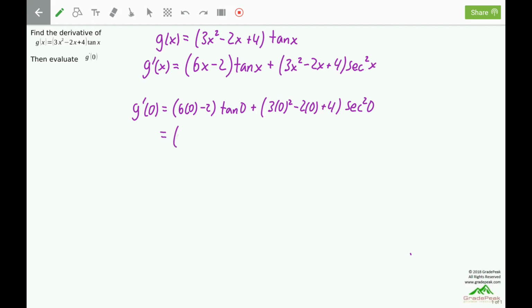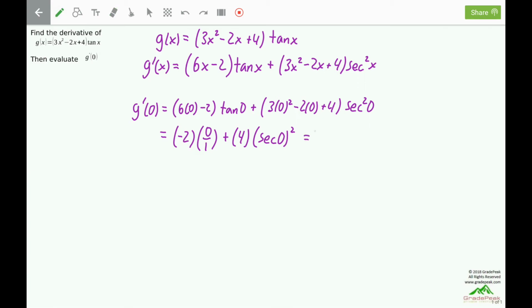6 times 0 is a 0, minus 2. Tangent of 0 is the sine of 0, which is 0, over the cosine of 0, which is a 1. It's a 0 over 1. Plus 0 squared is 0, times 3 is still 0. Minus 2 times 0 is still 0, plus 4. Secant squared of 0 means to take the secant of 0 and then square it. Let's write it that way to remind us to do it that way.